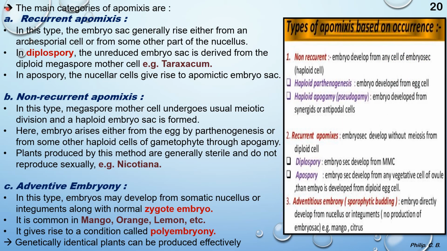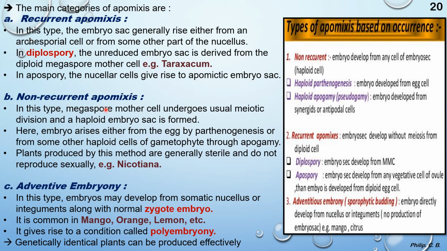Now we can go into the types. The main categories of apomixis are, first, recurrent apomixis. In this type, the embryo sac generally arises either from an archesporial cell or from some other part of the nucellus. In diplospory, the unreduced embryo sac is derived from the diploid megaspore mother cell. From the diploid MMC, that is where it is derived. Hence, it is diplospory. Example, Taraxacum. In apospory, the nucellar cells give rise to the apomictic embryo sac. So that is in case of recurrent apomixis.